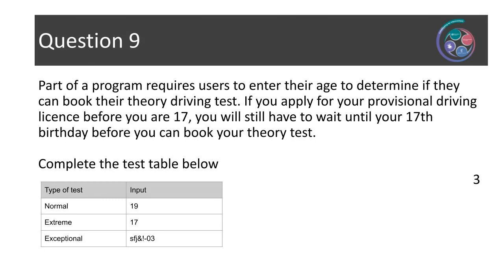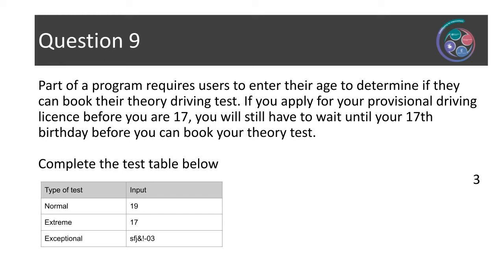So sometimes the challenge with these questions is to unpick the information that has been given to you already. So we can see here it's about provisional driving licenses and that you can get that before you are 17 years old, but you can't book a theory driving test until your 17th birthday, so you would need to be 17 or older. So we can see here the first piece of data that we've asked for is the normal piece of data. So a normal piece of data will be any piece of data that the program would expect to receive. So 18, 19, 20, 21, 22, 23, any number that is bigger than 17.